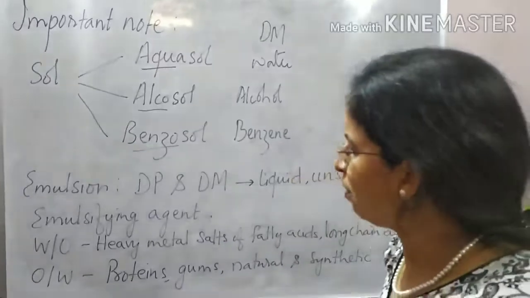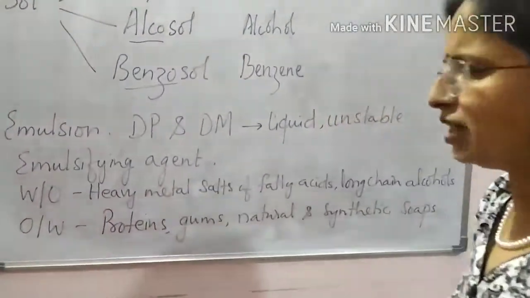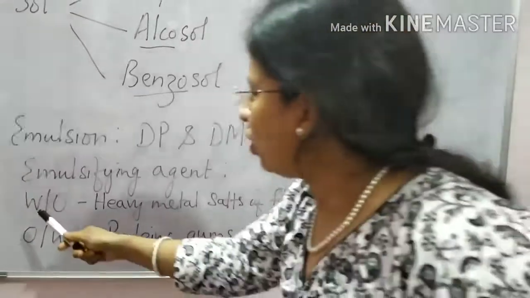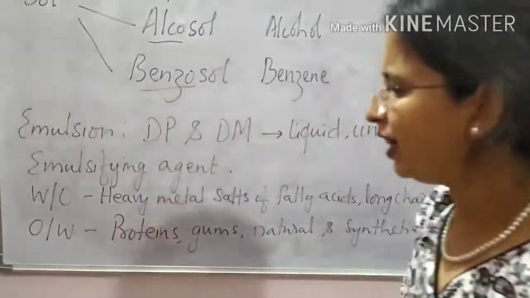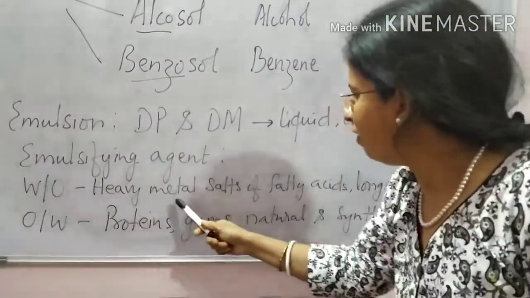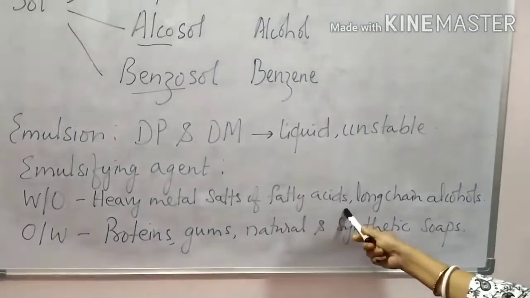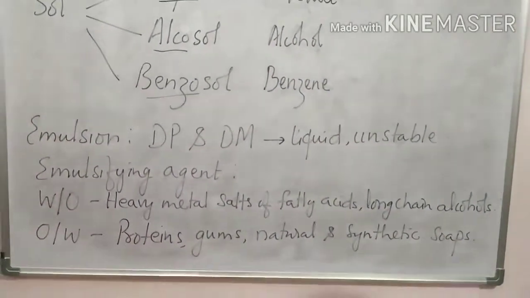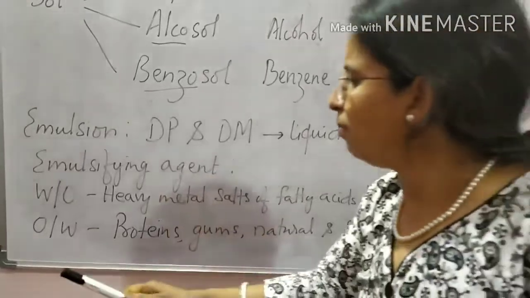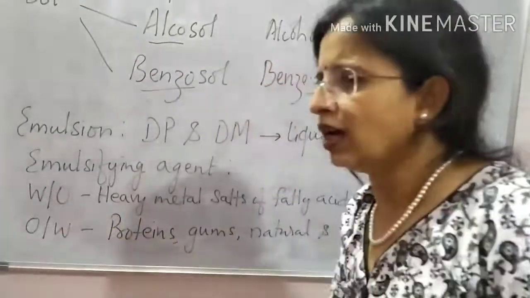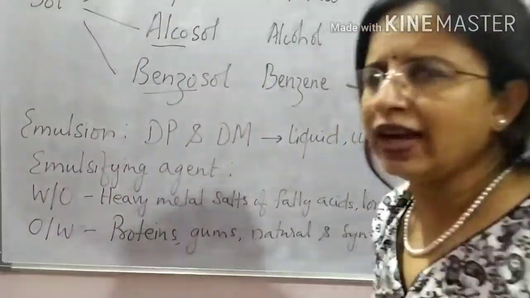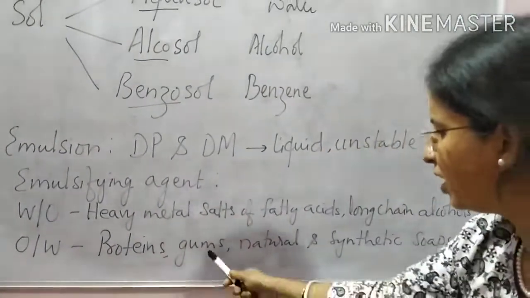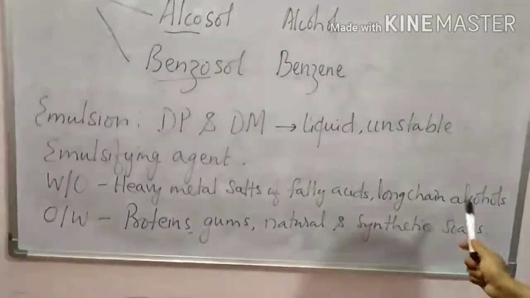So some of the important emulsifying agents are in water, in oil. So when water is added to oil, that type of emulsion, heavy metal salts of fatty acids and long chain alcohols acts as emulsifying agent. And if the emulsion is oil in water, पानी में oil डाल रहे हैं, that emulsion, the emulsifying agent is proteins, gums, natural and synthetic soap.